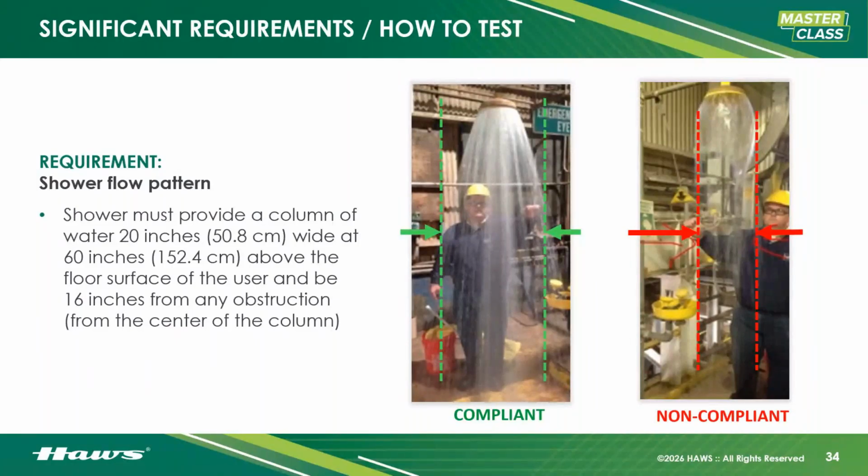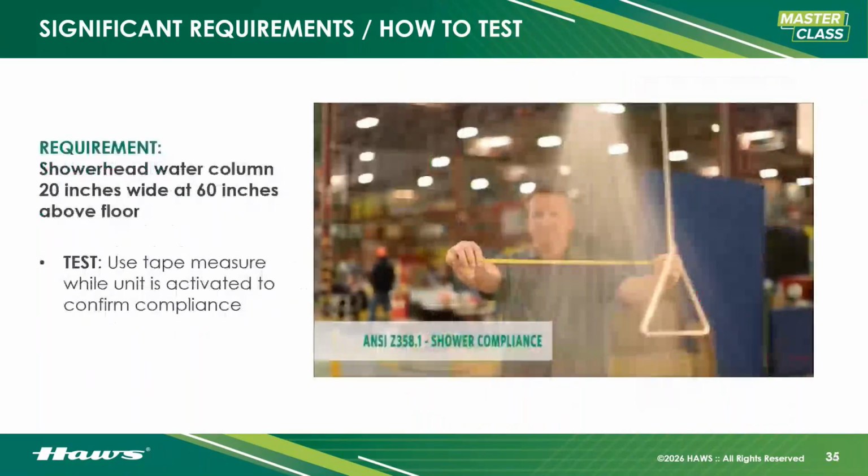From the very center of the flow pattern, you also have to have 16 inches from any obstruction. So if you're looking for any kind of guidance on free and clear space in front of the emergency equipment, it's 32 inches. So you're measuring out 16 inches from the center of the column, giving us 32 inches in total for the full width. Okay. And that's just to ensure there are no obstructions, piping, etc., running into that space.